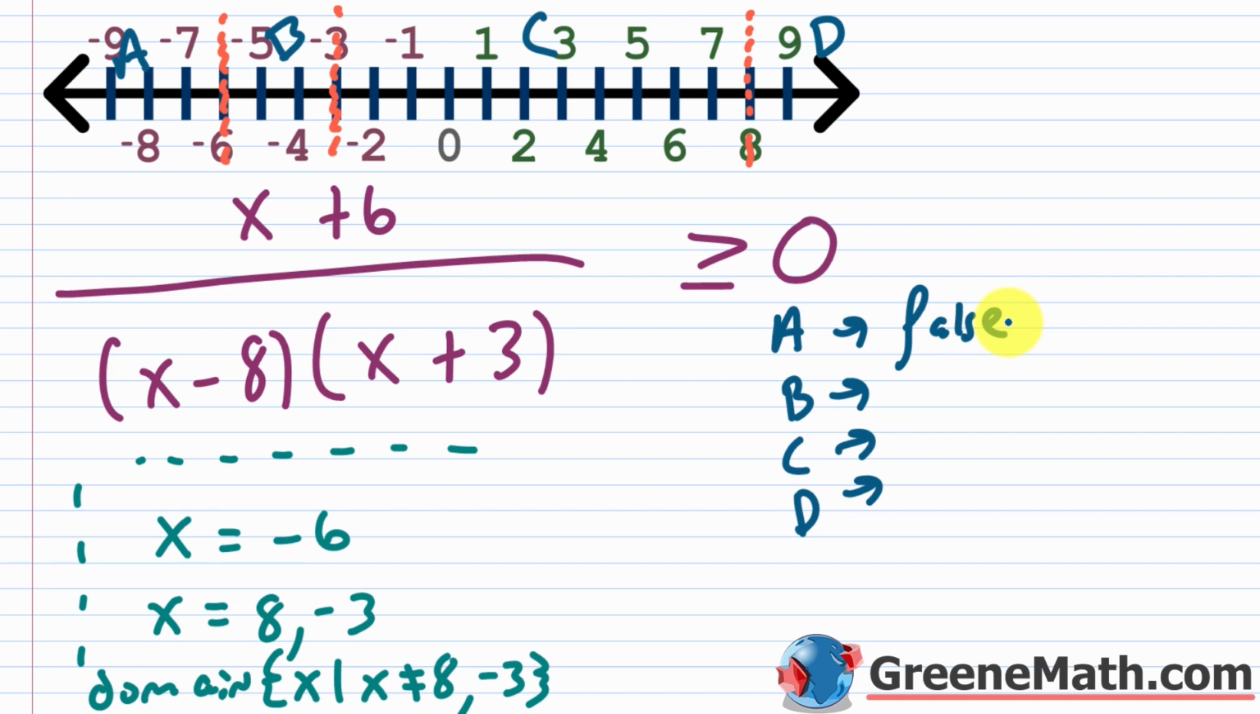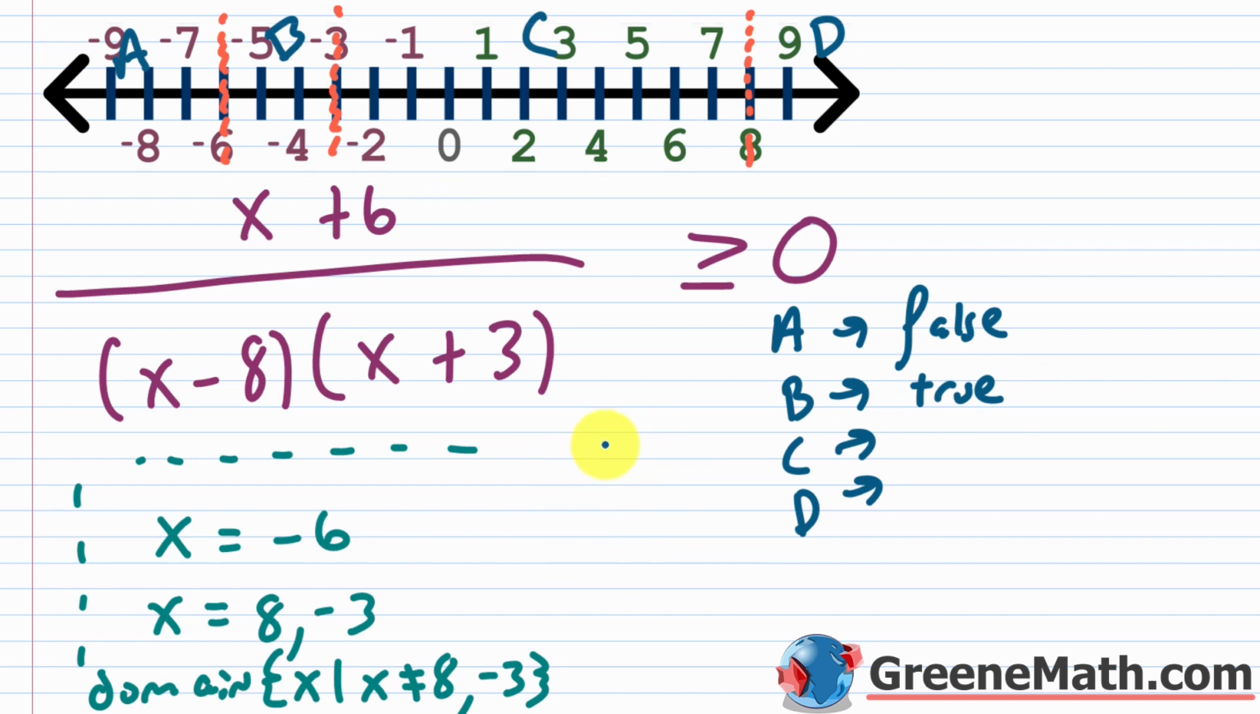Okay, for B, let's use -5. So -5 plus 6 is 1. So let's say this is positive. And then for -5 minus 8, that's going to be -13. So this is negative. And then for -5 plus 3, that's going to be -2. So this is negative. So this is positive over positive, right? Negative times negative is positive. So positive over positive is positive, and a positive is greater than 0. So this is true.